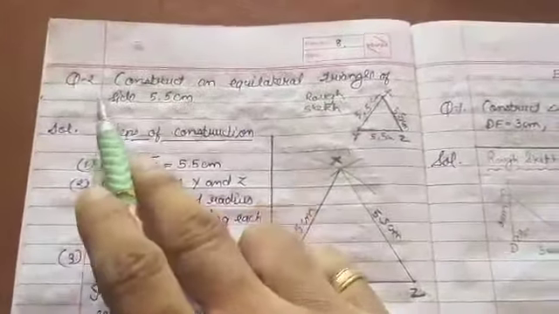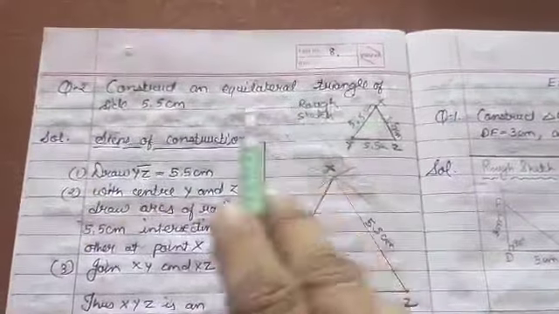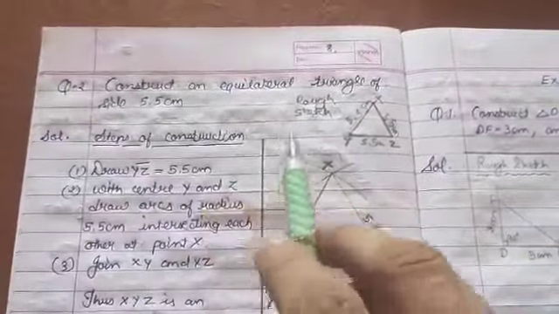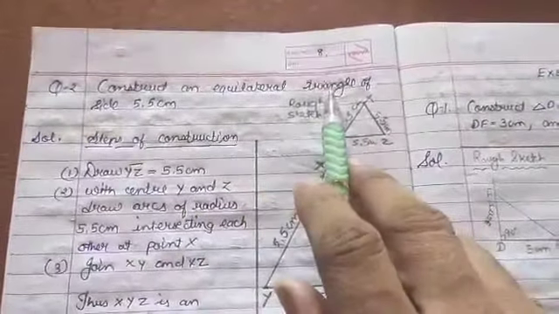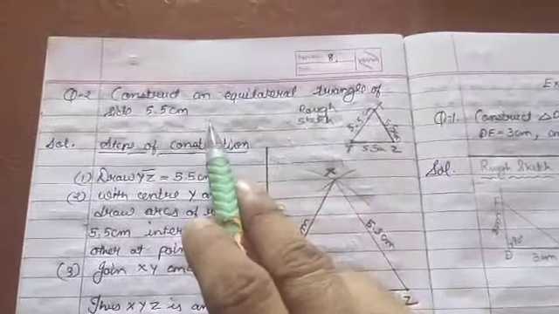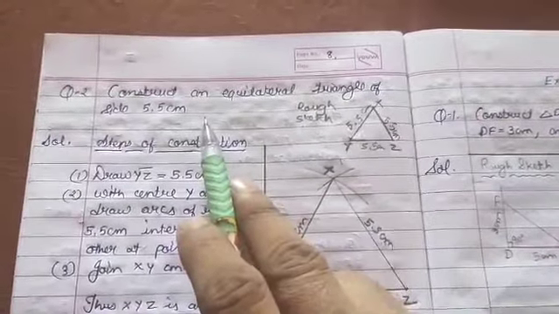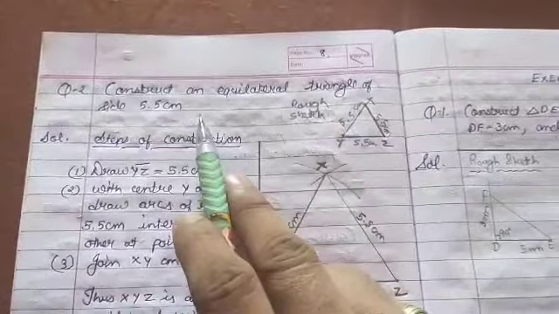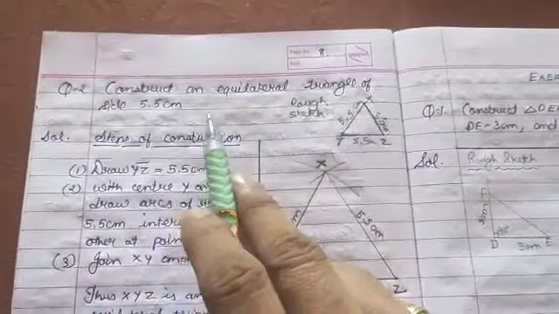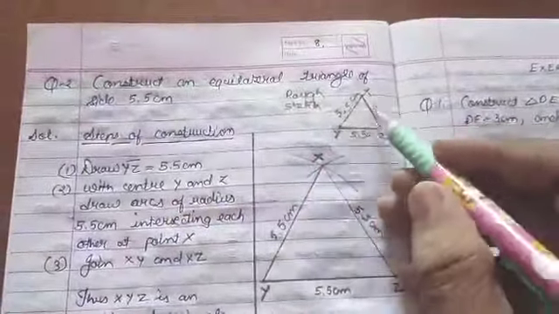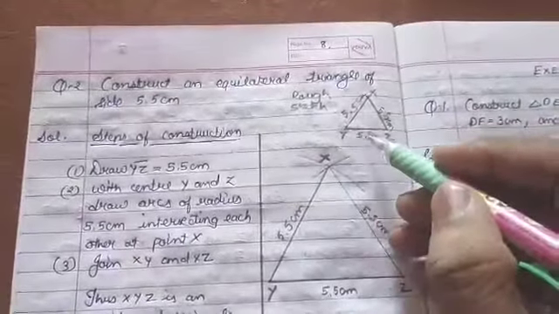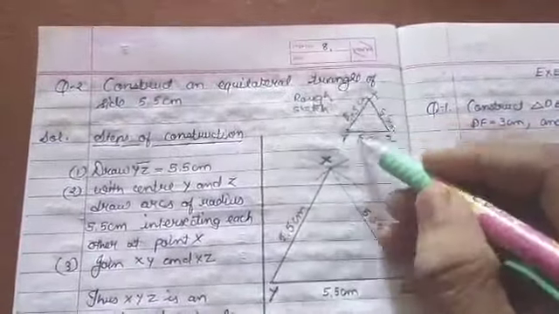Let us start another question. Construct an equilateral triangle of side 5.5. Now dear student, here it is mentioned that the triangle is an equilateral triangle. So there is no need to have the length of all three sides, as in an equilateral triangle, all the three sides are equal. So draw one rough sketch and name it XYZ, and the length of each side is 5.5 centimeter.